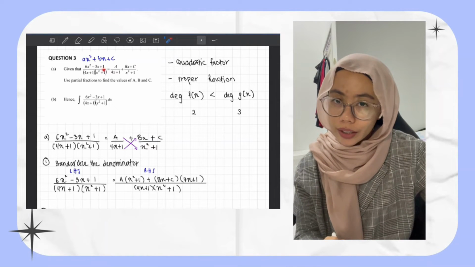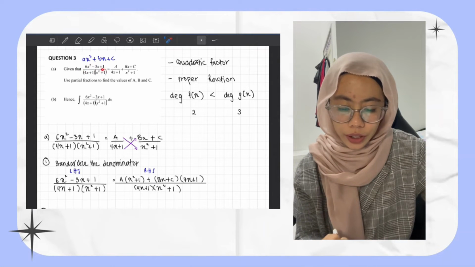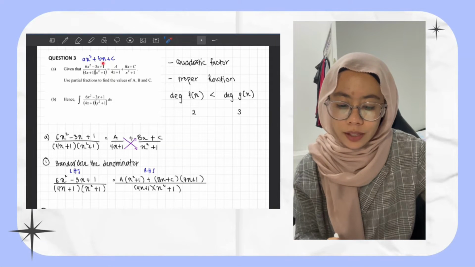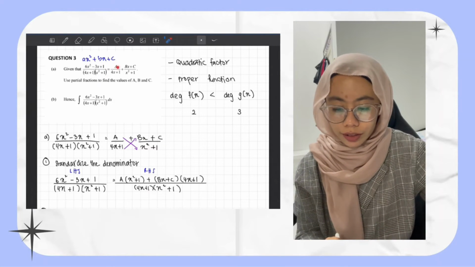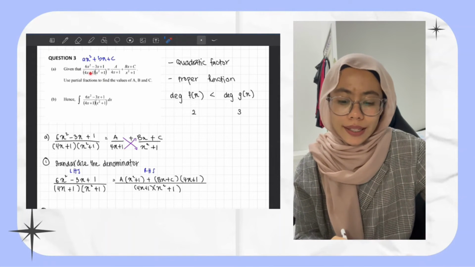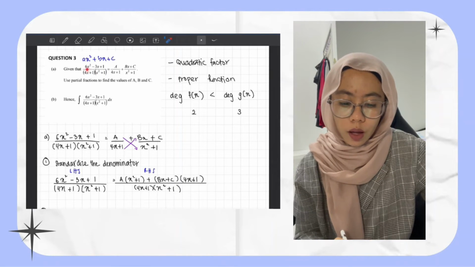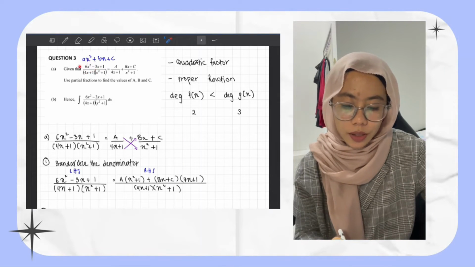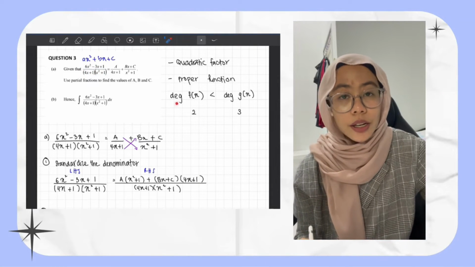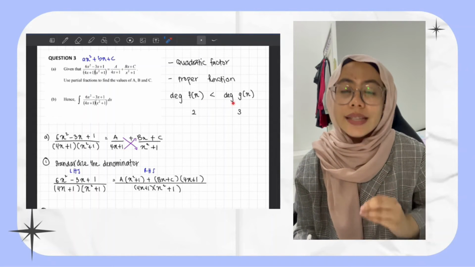This is a quadratic factor. Why do I say that? Because if you see the equation over here, it is actually ax power of 2 plus bx plus c. So it is a quadratic factor, and this one here is a proper function, because the degree of fx is 2 and the degree of gx is 3, which means the degree of fx is less than the degree of gx, so it is a proper function.